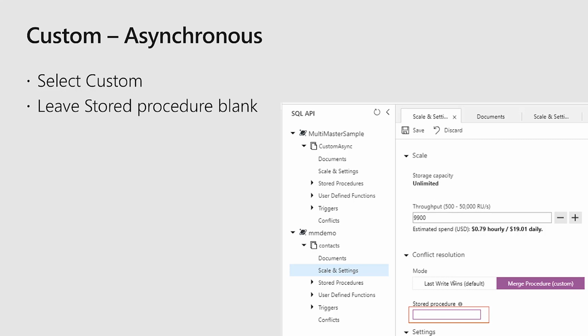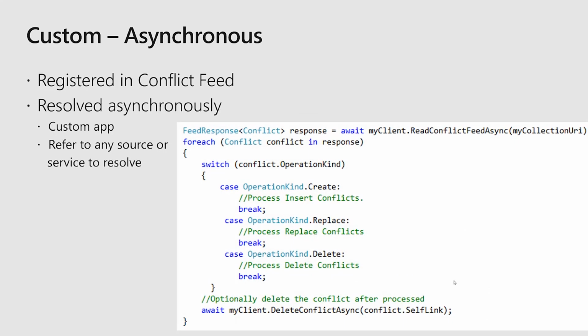In this conflict resolution mode, what you do is just leave the stored procedure blank. Cosmos DB will then write all the conflicts to the conflicts feed, and then you can handle them with a custom application to resolve them on your own. Within here, you can see what the conflict resolution feed looks like. You can create a switch statement to check the operation kind, whether it's a create, an update, or a delete, and then you can handle each of those as you want with any custom code.